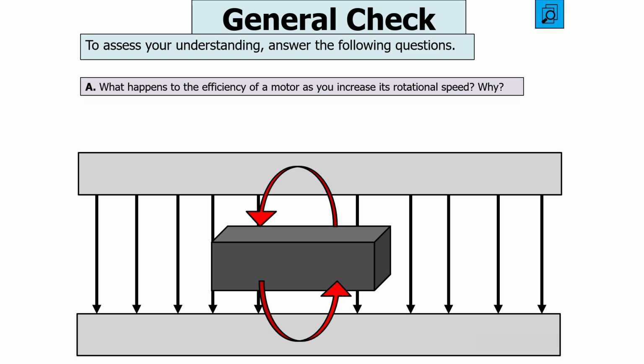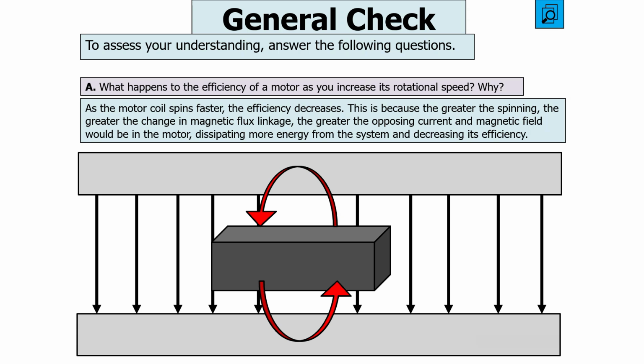What happens to the efficiency of a motor as you increase its rotational speed, and why? As the motor coil spins faster, the efficiency decreases. This is because the greater the spinning, the greater the change in magnetic flux linkage, the greater the opposing current and magnetic field in the motor, dissipating more energy from the system and decreasing its efficiency.